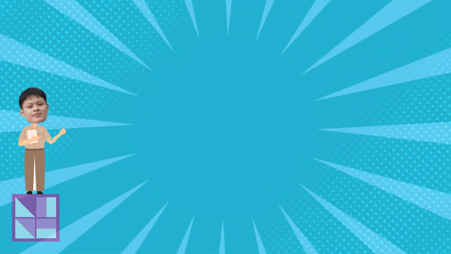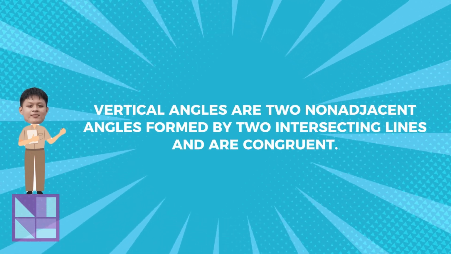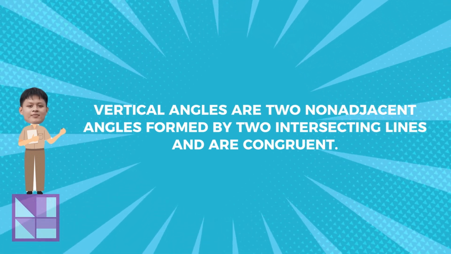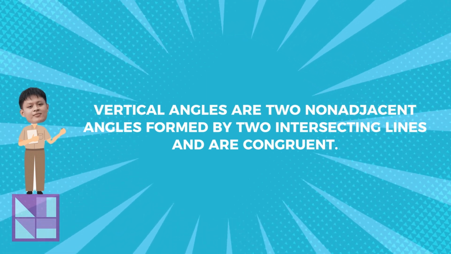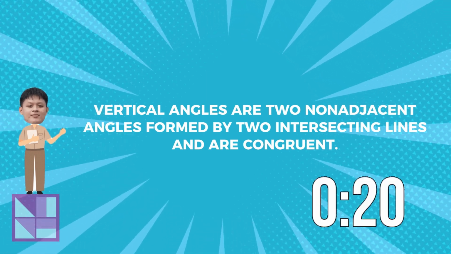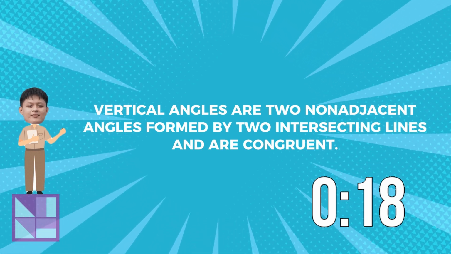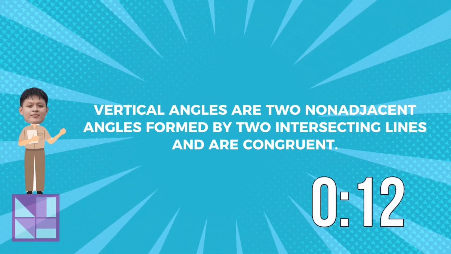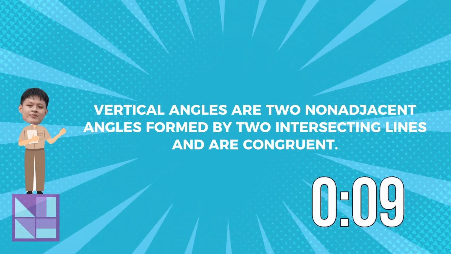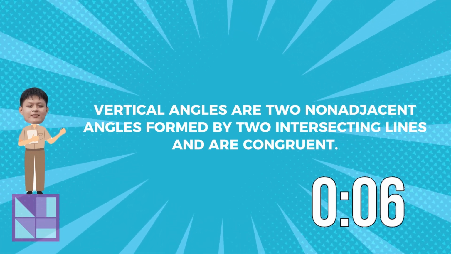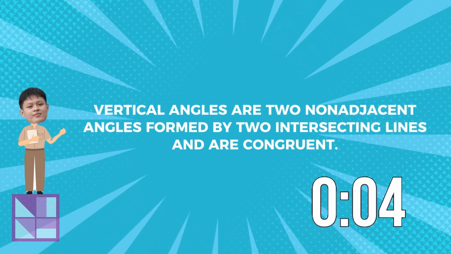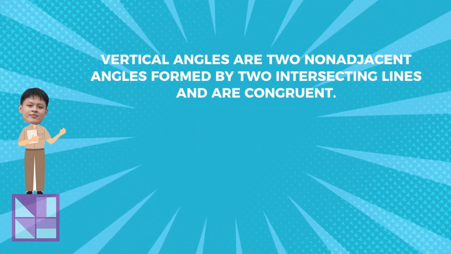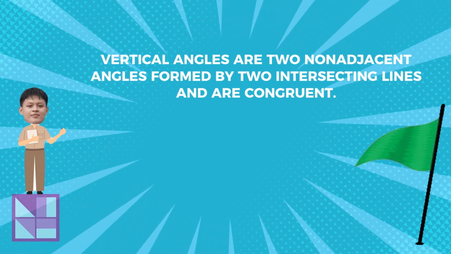Item number 6. Vertical angles are 2 non-adjacent angles formed by the 2 intersecting lines and are congruent. Green flag or red flag? Time's up. The correct flag is green flag.